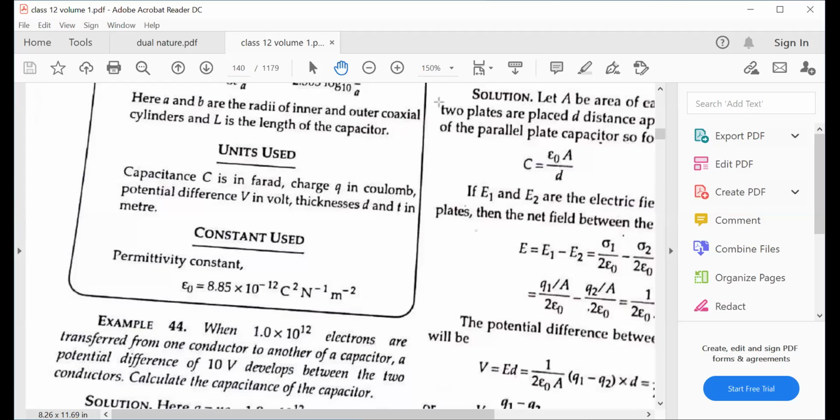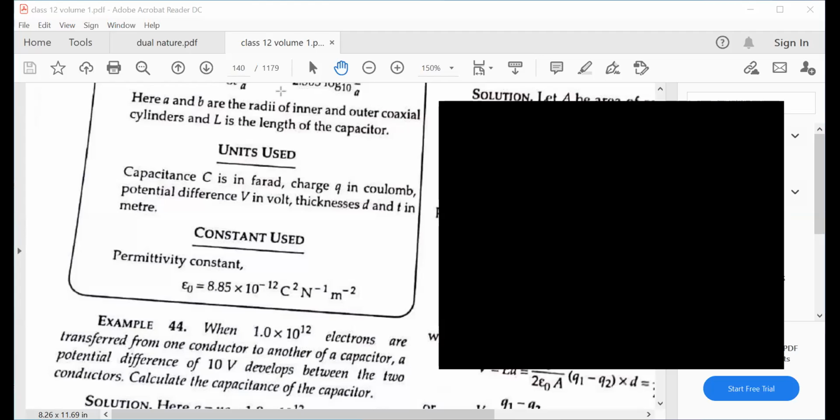Sorry, really sorry, some network issues. It was continuously disconnecting. Here I'll write again. Please see the answers. Here they have given charge. So charge Q is equal to Ne. We'll find the charge from this relation. It is 1 into 10 power 12 into 1.6 into 10 power minus 19.